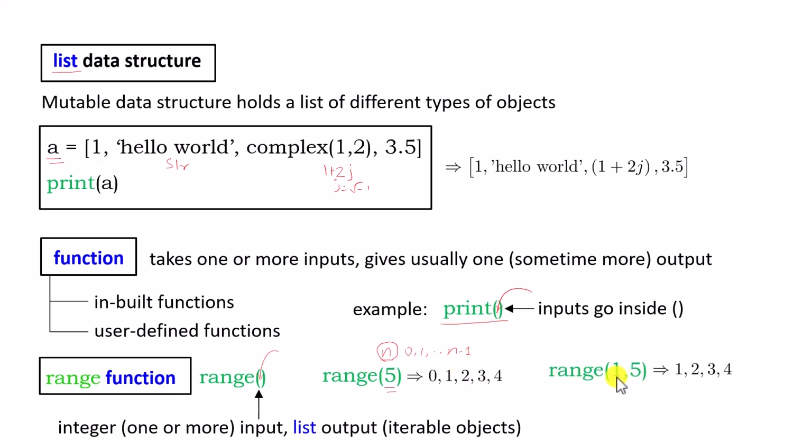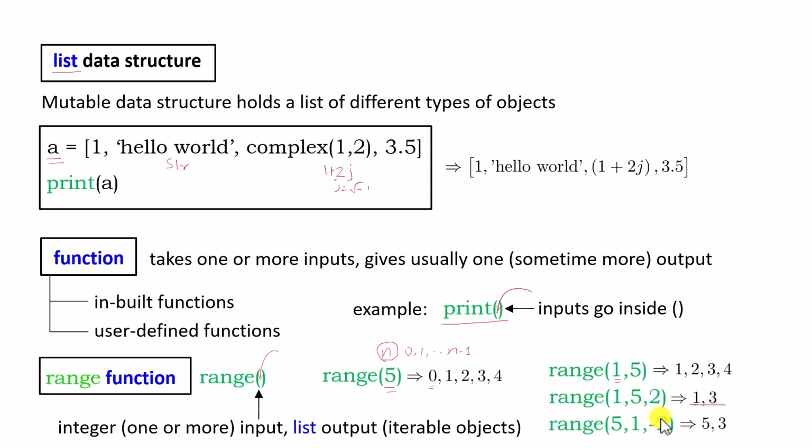If I give range 1, 5, then it will start from 1. So this 1 I am giving, the default start is 0, but now it is starting from 1, and it will go once again up to 4. It will stop there. If I give 1, 5, 2, it will again start from 1. It will stop at 5 minus 1, but the increment will be 2. So first will be 1, then second will be 3. 3 plus 2 is 5. It cannot write 5. It has to stop at 5. So this list contains only 1 and 3.